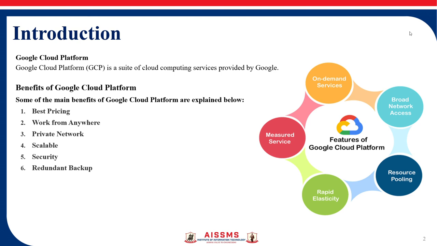So what are the benefits? As you can see here, some of the main benefits are: first, the best pricing; second, work from anywhere; third, privacy, scalability, security, and redundant backup. Now we'll see the features. As you can see in the diagram, these are the features of Google Cloud Platform: on-demand service, broad network access, resource pooling, rapid elasticity, and measured service.